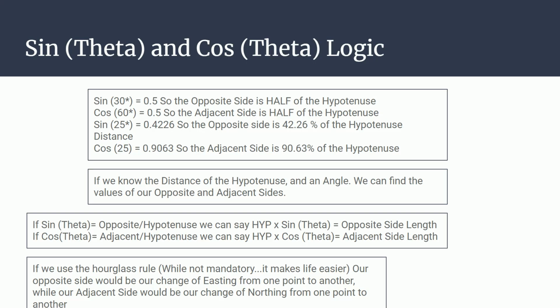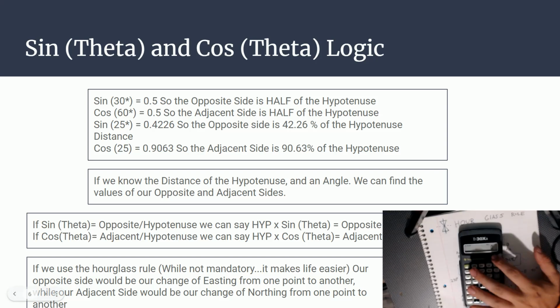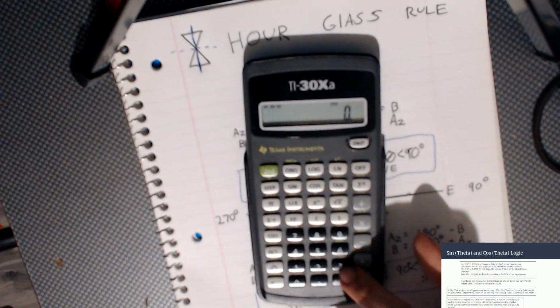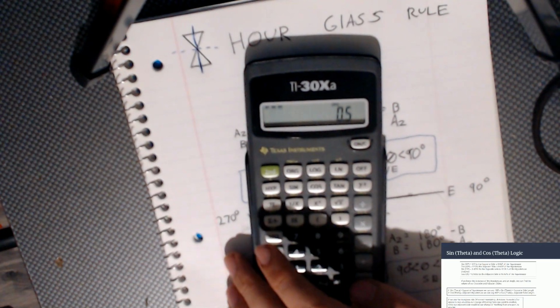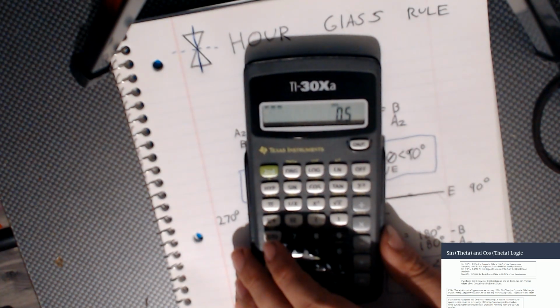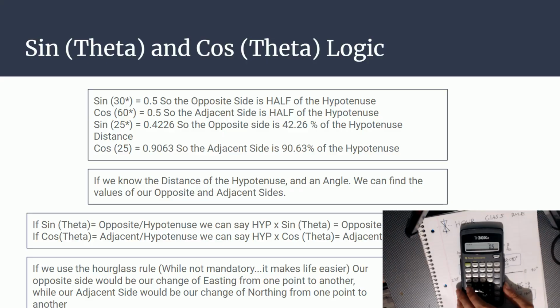Let's look at some numbers real quick. If we put the sine of 30 into a calculator, 30 sine, we get 0.5. So we know with a triangle that has an angle of 30 degrees, the opposite side is going to be half of the hypotenuse. Cosine of 60, cosine, another half. The adjacent side will be half the hypotenuse.